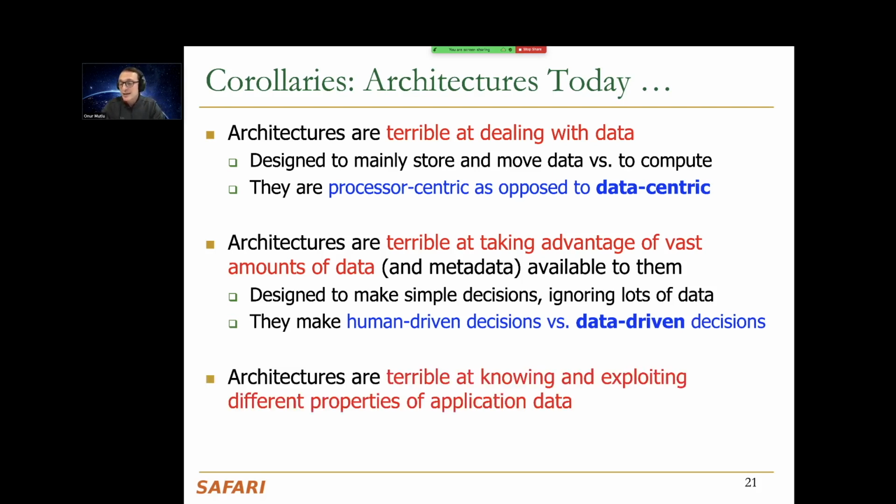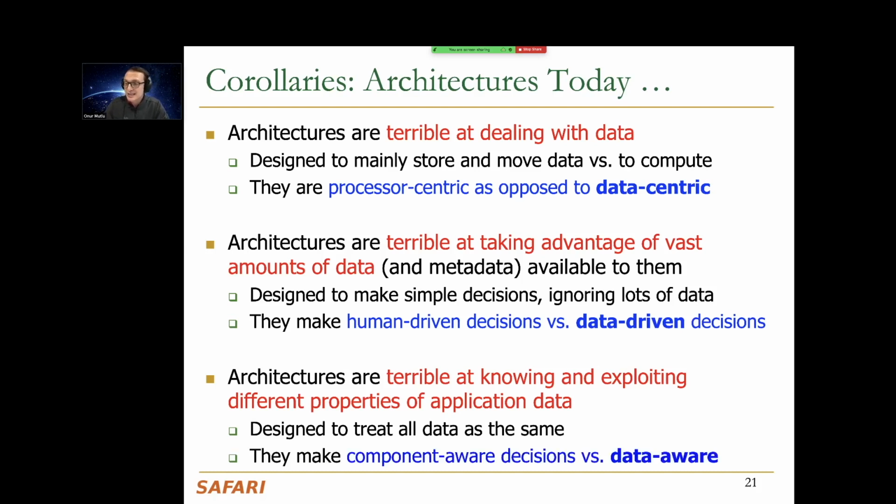So on the third aspect, architectures today are not good at knowing and exploiting different properties of application data. They're designed to treat all data as the same. So if you look at a piece of data, its properties don't get communicated to the architecture well. So I don't know, at the architectural as well as the system level, whether this piece of integer, let's say, I don't even know whether it's an integer sometimes, right? I don't even know whether something's a pointer. But I don't even know how I can approximate it.